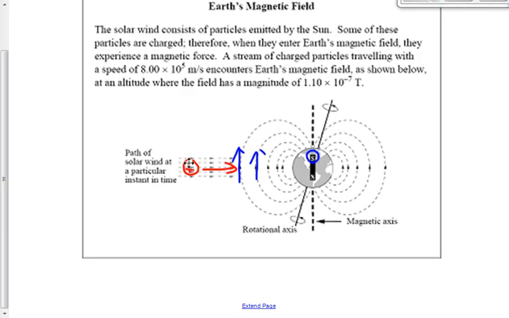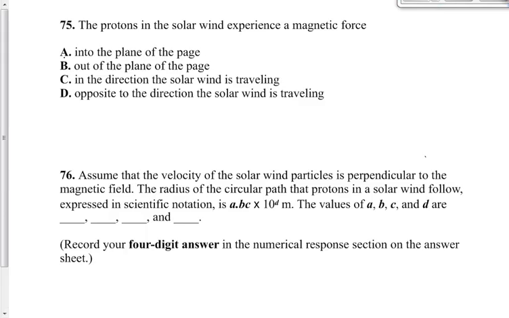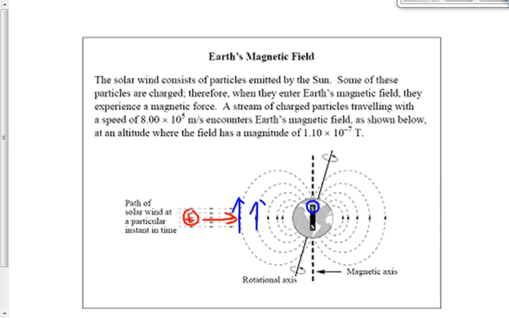We're going to use our right hand here because it's a positive particle, protons. So right-hand rule for deflection: thumb in the direction of the particle, fingers in the direction of the field, which point upward at this point. Somewhere else they point in a different direction, but at this point they point upward. Thumb, fingers, palm points which way? Out of the page. So the answer for this one would be out of the plane of the page. 76 says assume the velocity of the solar wind particles is perpendicular to the magnetic field, and it looks like it is at that point.